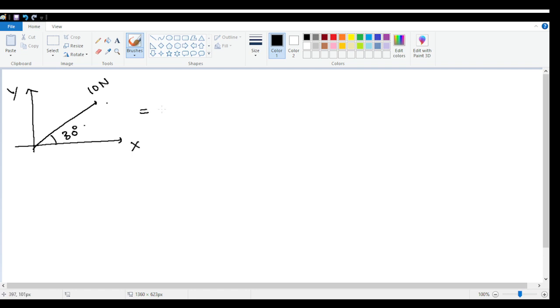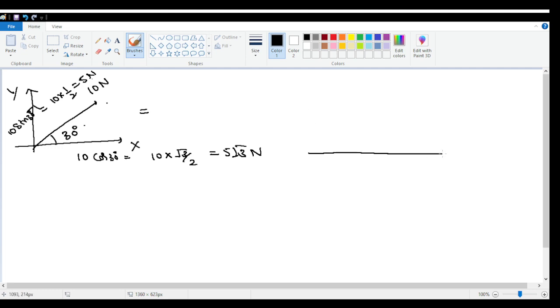Sometimes we need to solve this. Along this direction the component is 10 cos 30 degrees, which is 10 into root 3 by 2, that is equal to 5 root 3 Newton. Along this other direction it is 10 sin 30 degrees, which is 10 into 1 by 2, that is equal to 5 Newton.